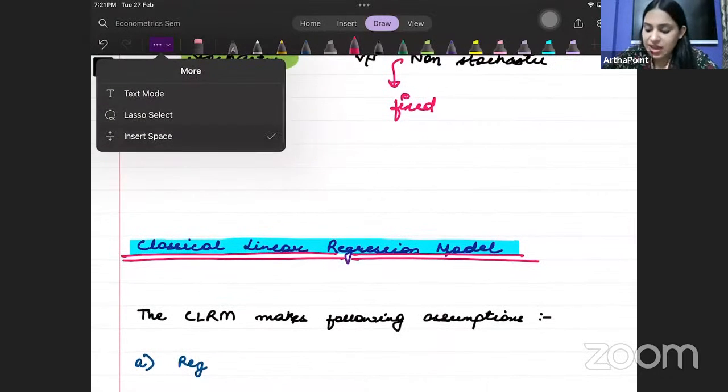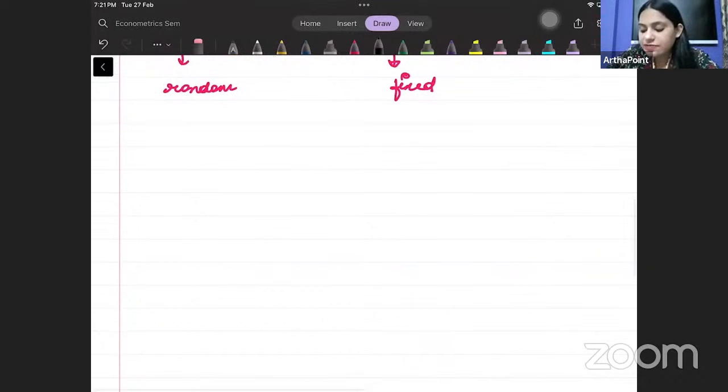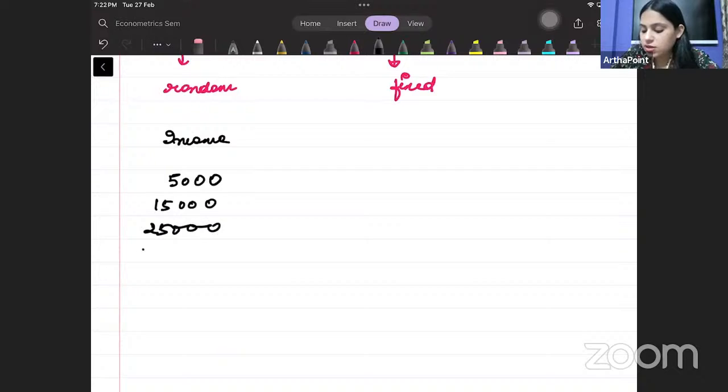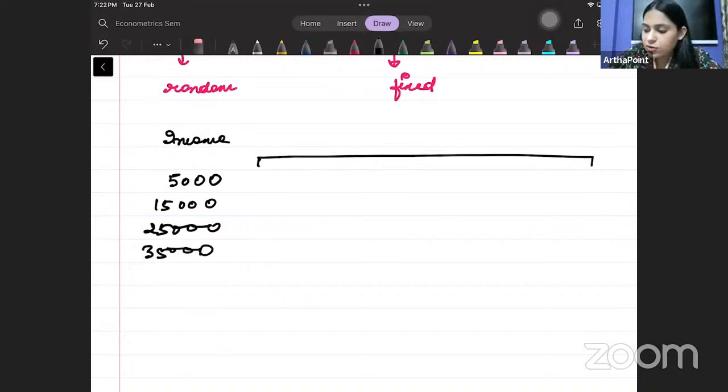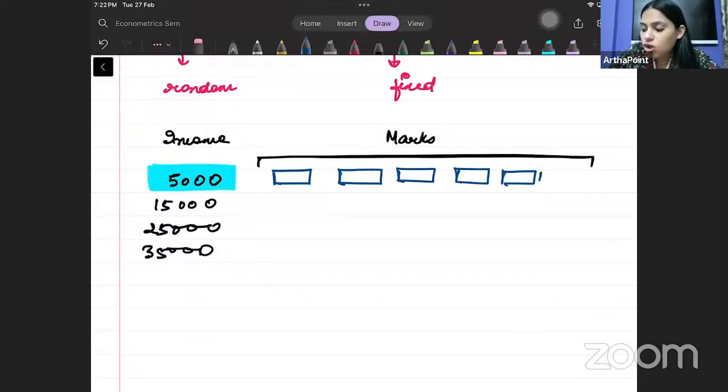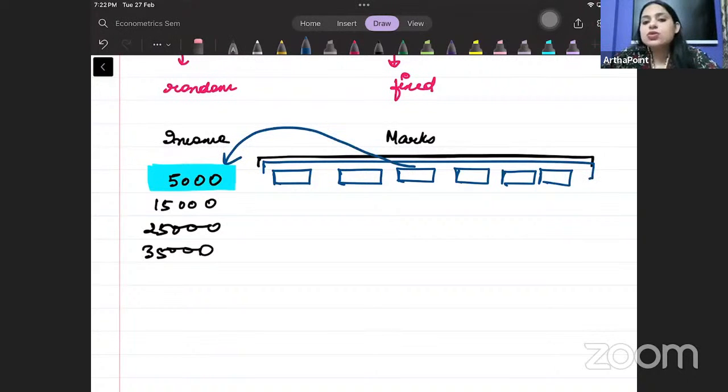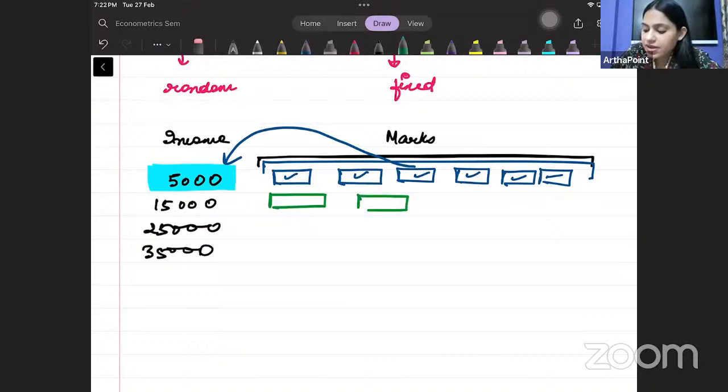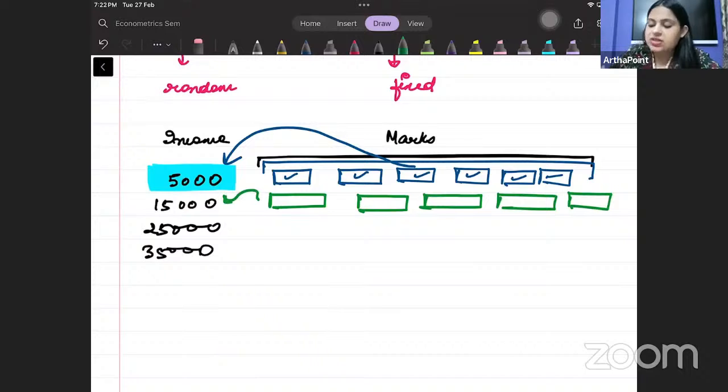If you go back to the example that we had taken in the previous lecture, you would remember that we were taking the income level at fixed values: 5,000, 15,000, 25,000, 35,000. Given these income values, we were finding the marks of students. If the income is 5,000, what are the different marks obtained by different students, assuming all these students come from families whose income is 5,000? We had taken the marks of all those students. Similarly, for all those students whose family income was 15,000, we had taken their marks here, and so on and so forth. This is what we had done.